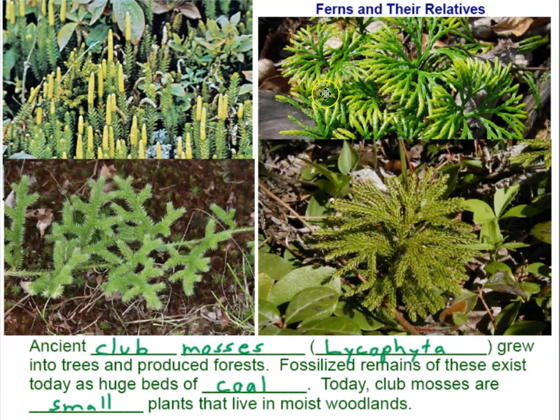And there aren't that many species of these today, but they did have their time in the sun, so to speak. Back in the Carboniferous period, for example, the forests that covered the earth back at that time were made up largely of these kinds of plants, club mosses. They grew to the size of trees, and they fossilized as the coal, the fossil fuels that we dig up today.